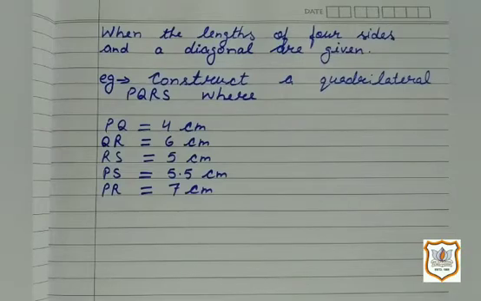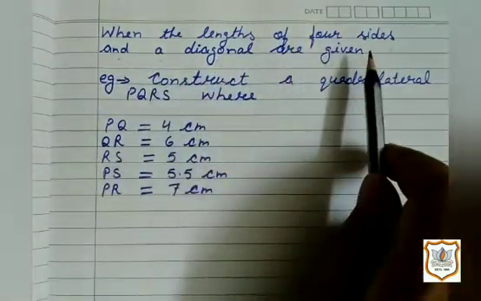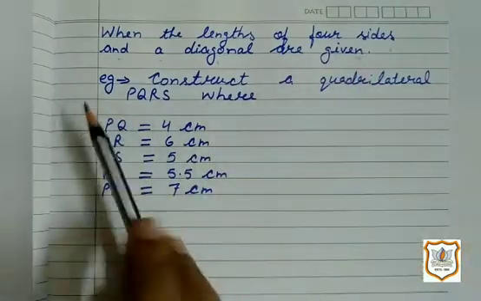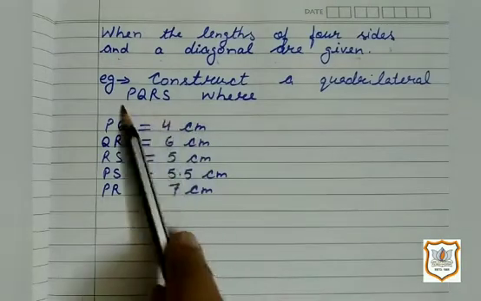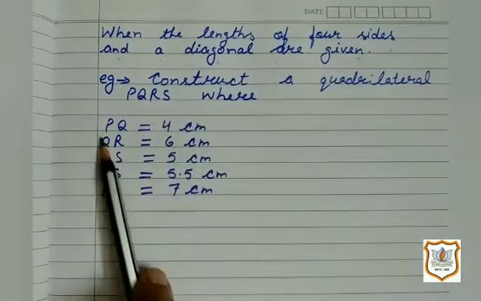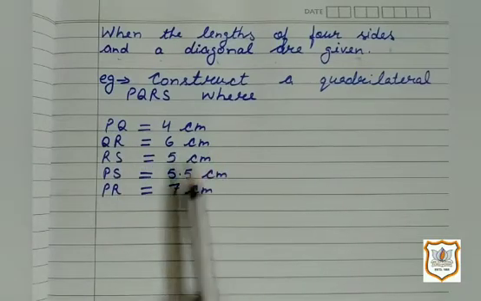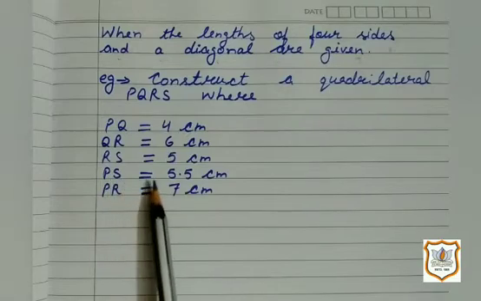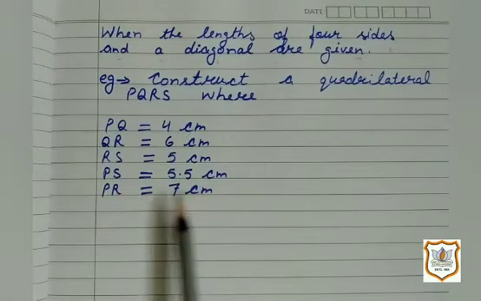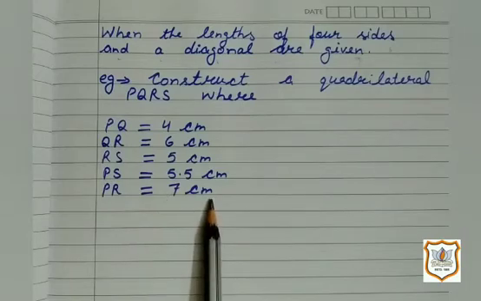I shall explain construction when the lengths of 4 sides and a diagonal are given by an example. Example: construct a quadrilateral PQRS where PQ is equal to 4 cm, QR is equal to 6 cm, RS is equal to 5 cm, PS is equal to 5.5 cm and PR is equal to 7 cm.